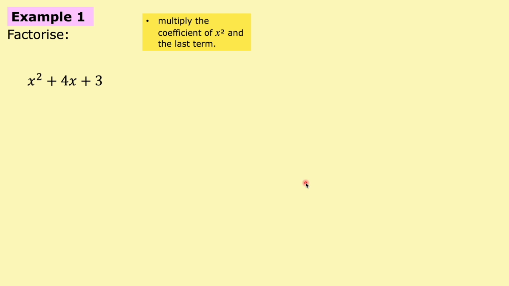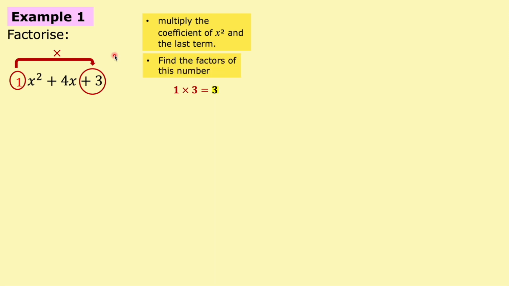Our first step is we're going to multiply the coefficient. This new word coefficient means the number that is in front of the x squared term. So we're going to multiply the coefficient of x squared. Obviously it looks like there's nothing there, but remember in algebra that would just be a 1, a little invisible 1 there. We're going to multiply the coefficient of x squared by the last term being 3. So we multiply that invisible 1 by 3. 1 times 3 gives us 3.